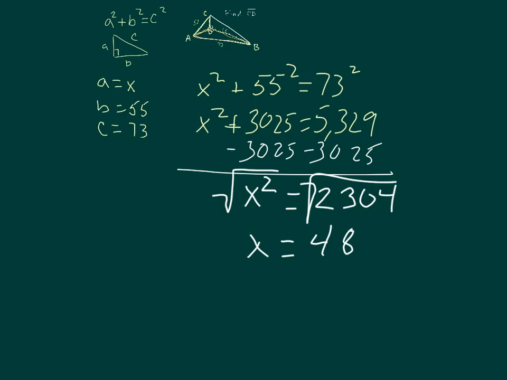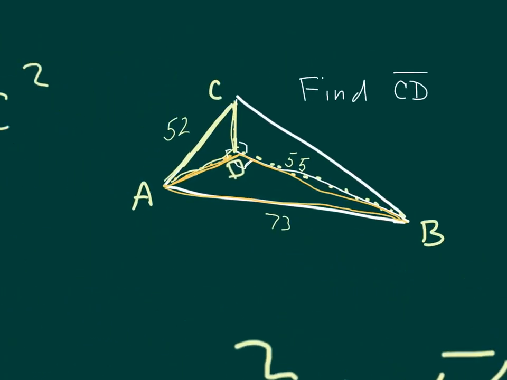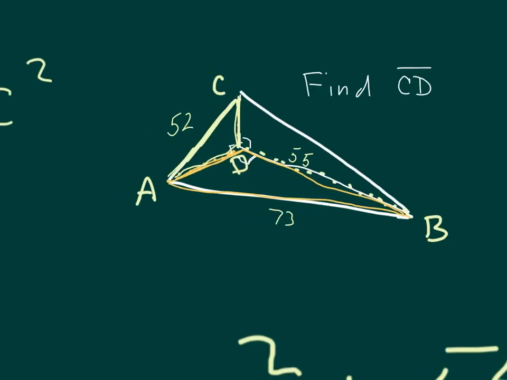So where does that 48 go in our figure? Since we were using this triangle, the 48 is AD. We have found AD, so this right here is 48. Now I have two sides of this pale yellow triangle: a 52 here, a 48 here, and this is what we're trying to find. Remember, we're trying to find CD.